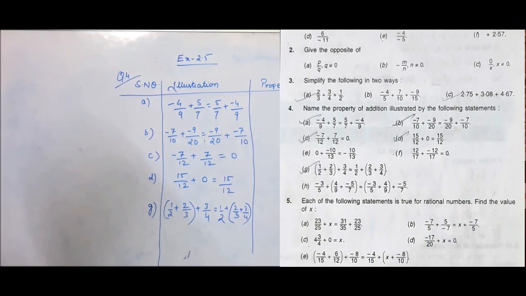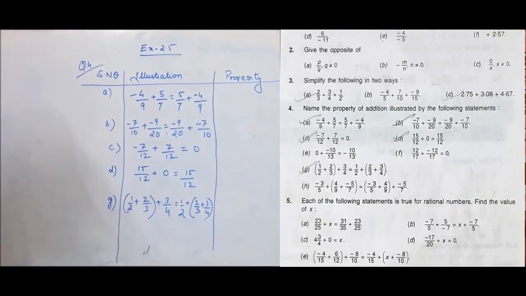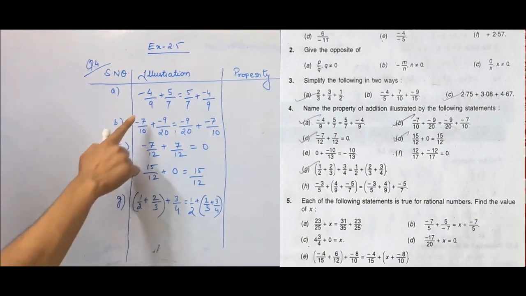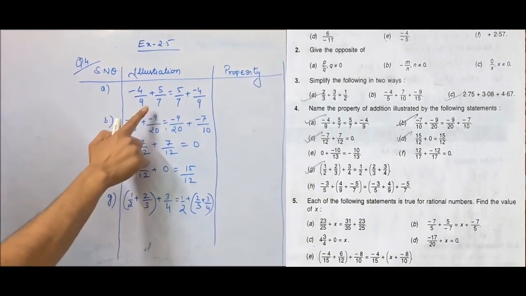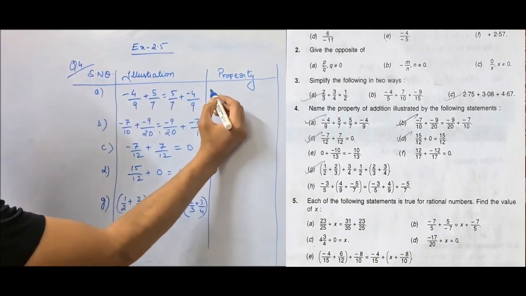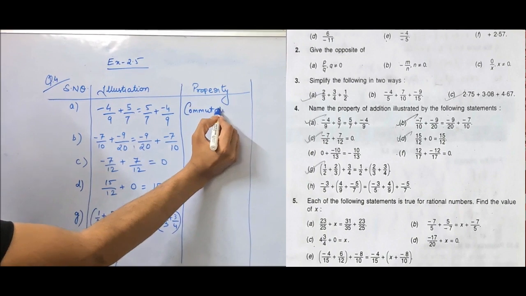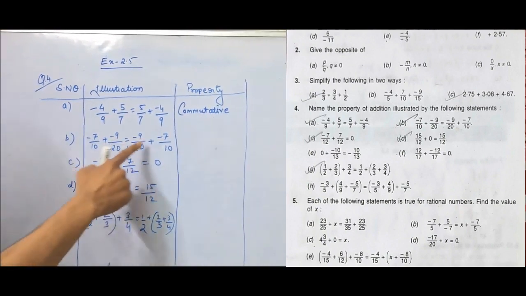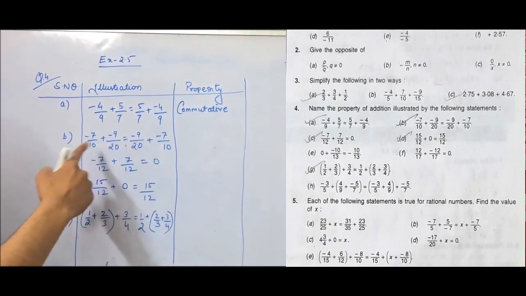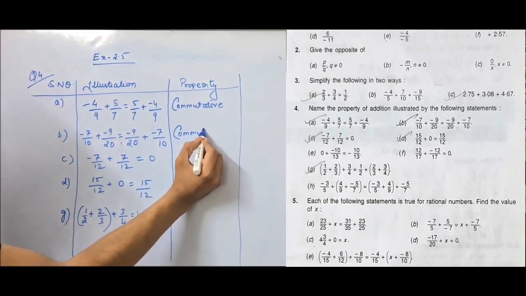2 ways. Question number 4 is you need to identify the property of the given addition illustrated below. Here you can see that the very first, question number 4a, they are changing the order. Changing the order is which property? You know that changing the order is commutative property. Here also you can see that they are changing the order of the given rational numbers.